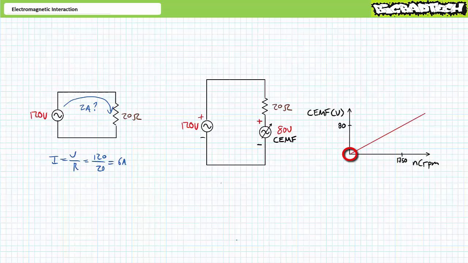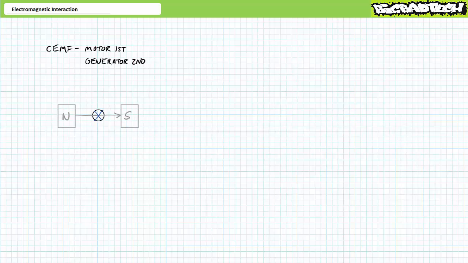At rest, or 0 RPM, CEMF is 0 volts and the source experiences no opposition, thus explaining inrush, a sudden surge of current when a motor is initially started. Whereas at the rated speed, let's say 1750 RPM, the CEMF rises to 80 volts and the motor draws only 2 amps. The easiest way to explain CEMF is this: motor first, generator second.